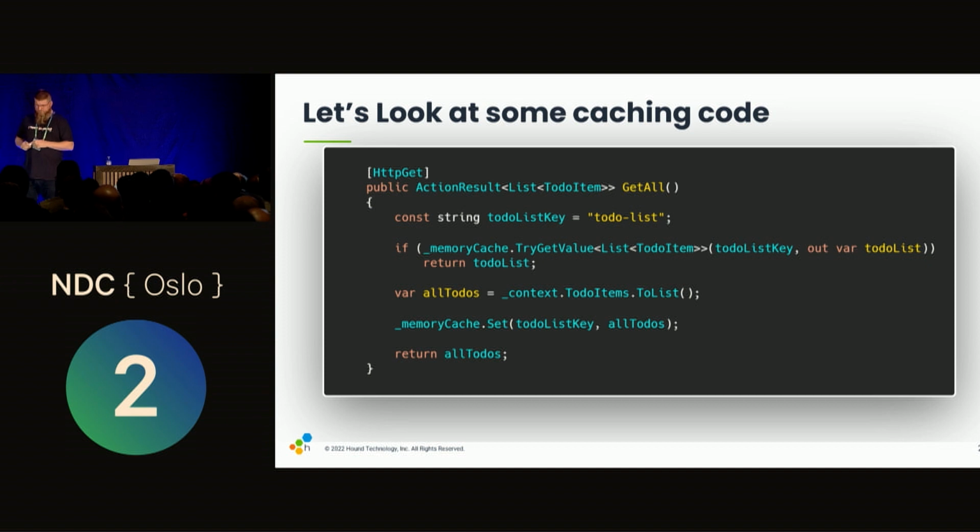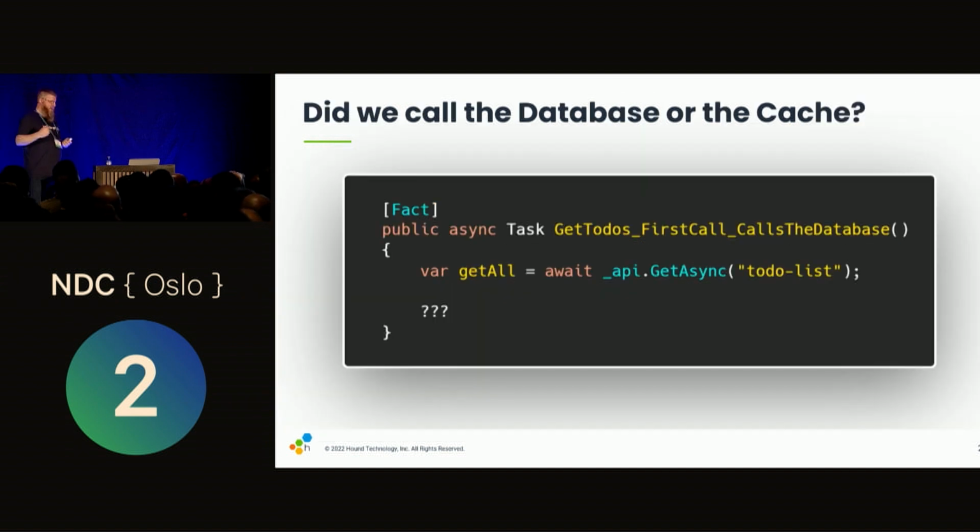Okay. So if we want to write a test that says, did we call the database or did we call the cache? Because we want to assert that, well, the first call hits the database. Notice the test name. The test name's really specific there about what exactly we're trying to do. Tells you exactly what we're trying to achieve. So what we're going to do is we're going to use something called OpenTelemetry.